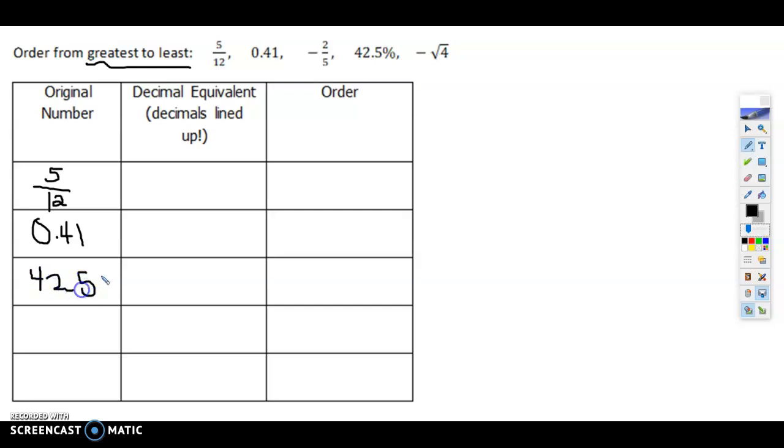And then I'm going to list my negatives together. So negative 2/5 and negative square root of 4. All right, guys, turn them into decimals. See if you can put them in the right order. Last problem together.